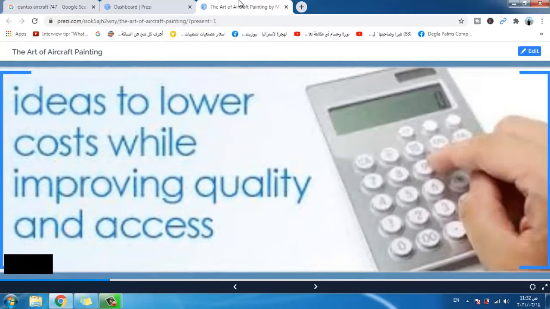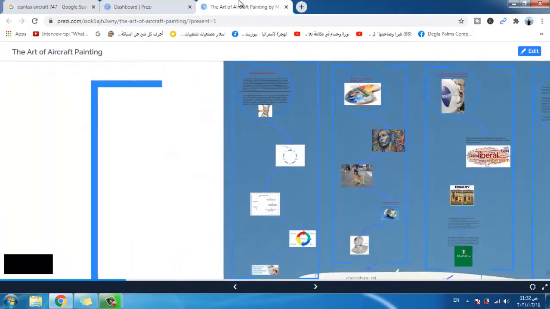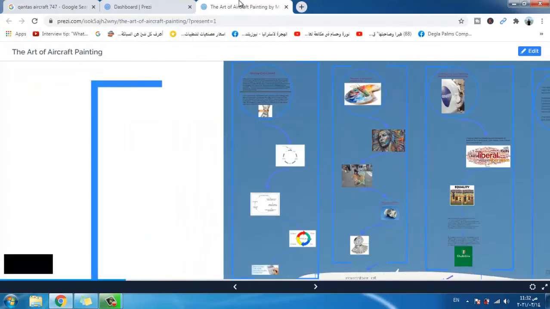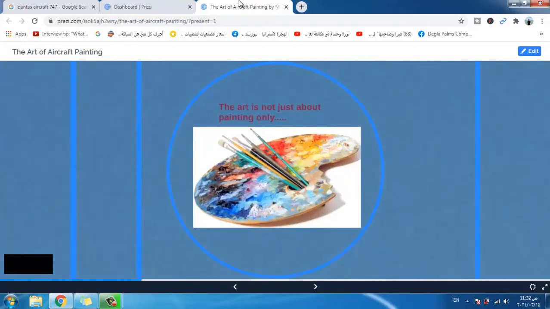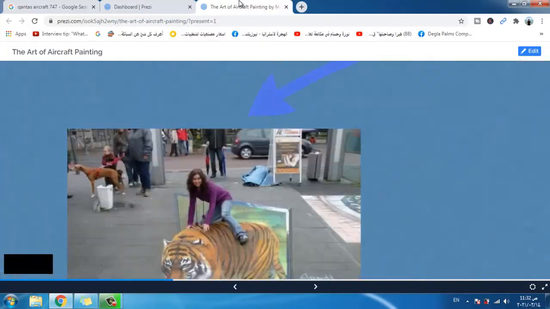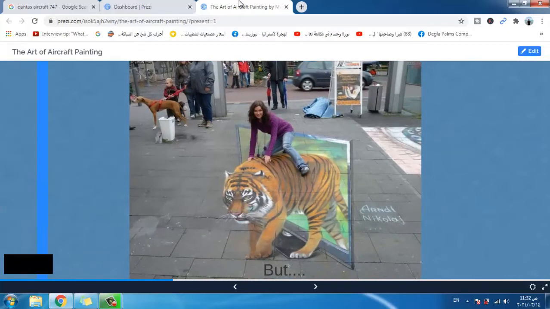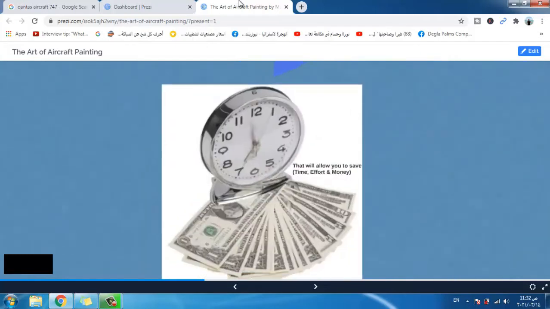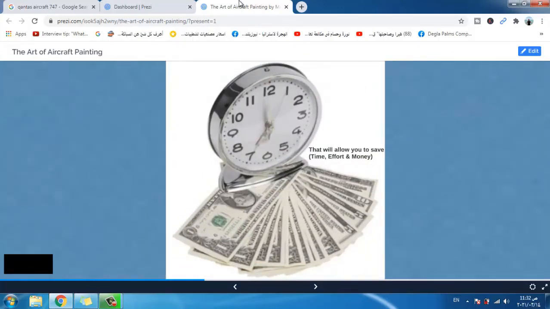So, ideas to lower costs while improving quality and access. Let's simply put it this way: ideas to lower costs while improving quality and access. Exactly. So the art is not just about painting only. It's not only painting like this or like this, but managing and controlling costs is also some kind of art that will allow you to save time, effort, and obviously money.